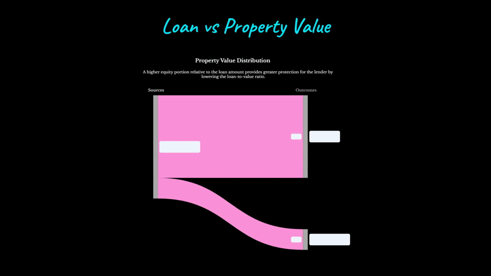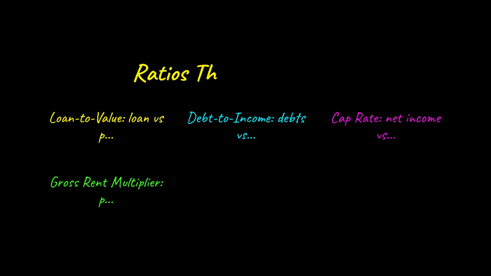Picture the appraised value of a home split between the loan and the borrower's equity. The bigger the loan slice compared to the equity slice, the higher the loan-to-value ratio, and the thinner the cushion protecting the lender if the property must be sold.